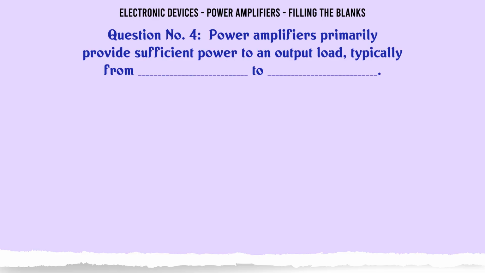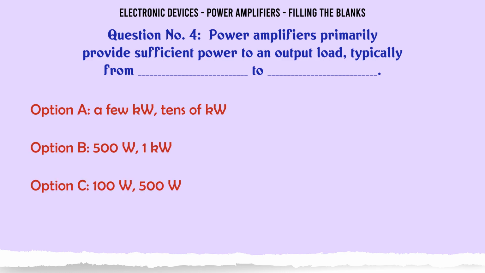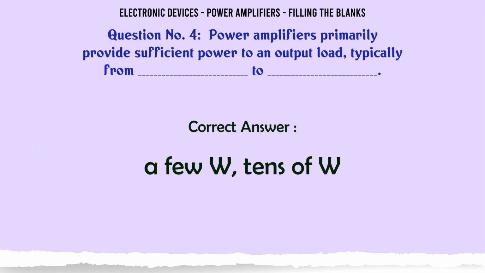Power amplifiers primarily provide sufficient power to an output load, typically from: A: a few kW, tens of kW, B: 500 watts to 1 kilowatt, C: 100 watts to 500 watts, D: a few W, tens of W. The correct answer is a few W, tens of W.